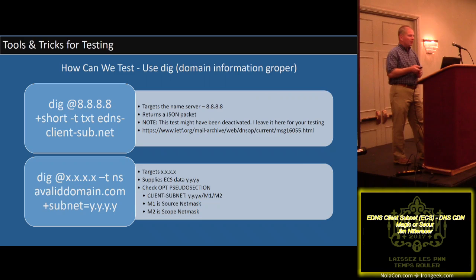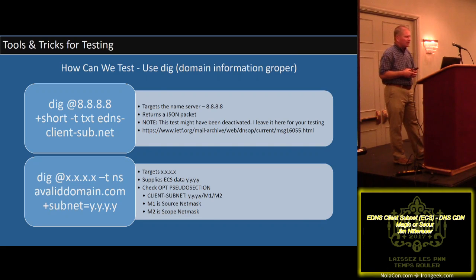So in the first one here, we're using dig against Google, and we're getting a short return. And this domain here, EDNS-Client-Sub.net, is registered by PowerDNS, and for a while they were returning JSON data that gave you a whole lot of insight into what was going on in EDNS. Last time I tested this a couple days ago, it didn't work, so I think they took it down, but I'm going to leave it in the slides in case somebody wants it. In the presentation, they may put it back online.